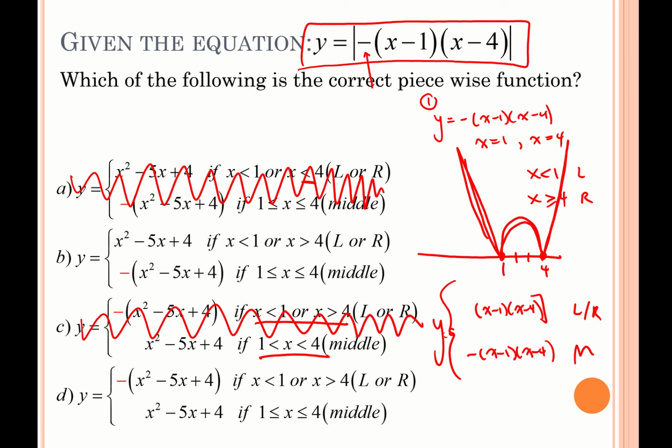No more negative. And then when you look at all the answers that are given, they're all FOILed out. So I'm going to FOIL this part, so you would get x squared minus 5x plus 4. And then over here, the bottom, you have a negative sign. And I'm going to FOIL these two first. So you would get negative in front, and then the bracket x squared minus 5x plus 4. So the only one that looks like this is B, and B will be your answer. We're now done.